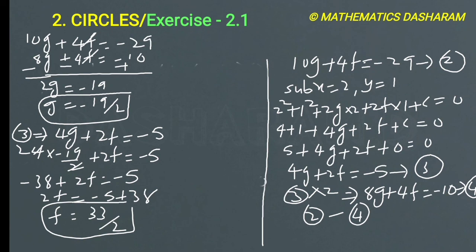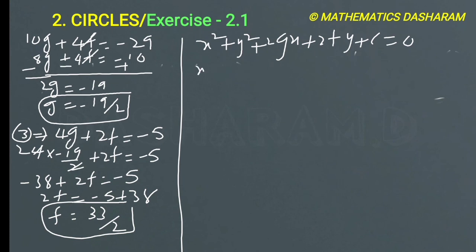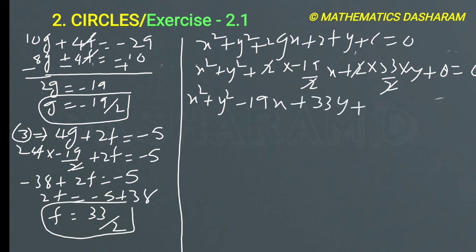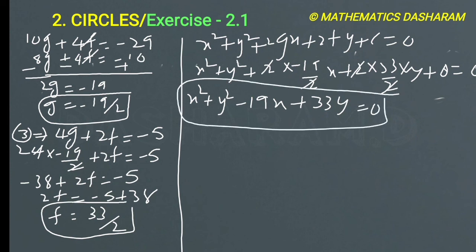Now substitute c, f and g values in equation 1. So here is equation 1. In this, x square plus y square plus 2 into g value, minus 19 by 2, into x, plus 2 into f value, 33 by 2, into y, and c value is 0. So x square plus y square, here 2 cancel, minus 19x, 2 cancel, plus 33y plus 0. So it equals 0. This is our required answer.